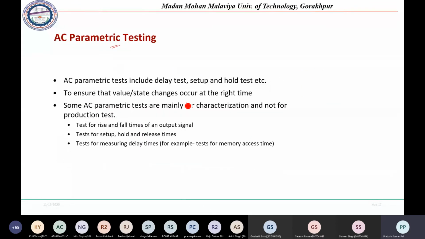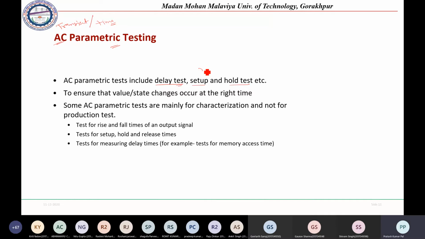Similarly, AC parametric test. In the AC parametric test, it is like a transient analysis. Whatever is done in transient analysis, similar to it is AC. In transient analysis, the analysis is with respect to time. With respect to time, we will be dealing with the output. So here delay test is performed, setup and hold tests, and also we will be checking the rise time and fall time.